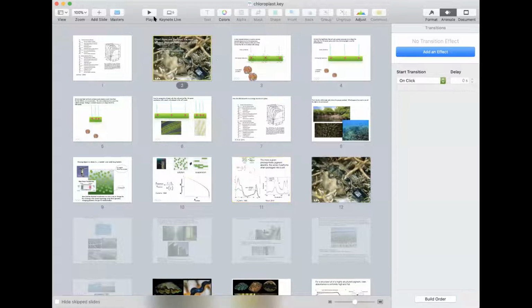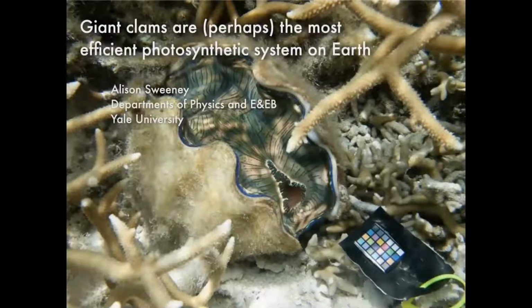So in trying to decide on a topic for today, when I heard that Jack was going to be talking about his mesophyll work, I thought I would talk about the set of work that's most analogous in my group, and that is, perhaps paradoxically, this giant clam system. I've given it the perhaps provocative title that giant clams are perhaps the most efficient photosynthetic system on Earth. I don't know that to be true yet, but I think we could make a pretty good case that they're doing quite well, and I'm going to outline that case to you this evening.